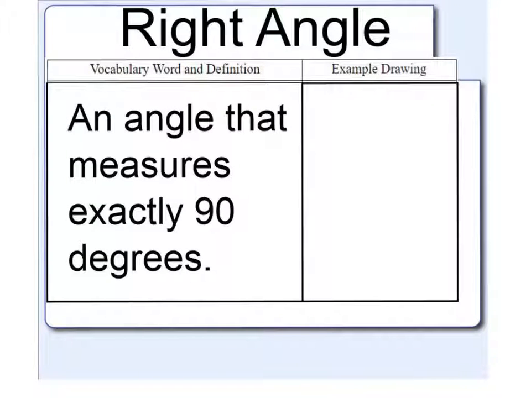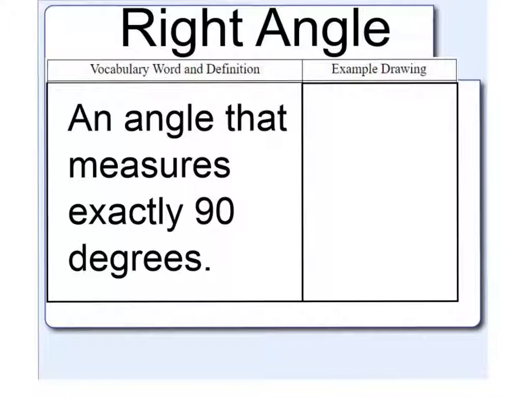Now let's look at the 3 different types of angles that we're going to review in 5th grade. The first is an angle that measures exactly 90 degrees. So find the word right angle underneath vocabulary word and definition. It says an angle that measures, and you need to write down the words exactly 90 degrees. Go ahead and write that down. Pause it if you need more time, and I'm going to explain what a 90-degree angle looks like.